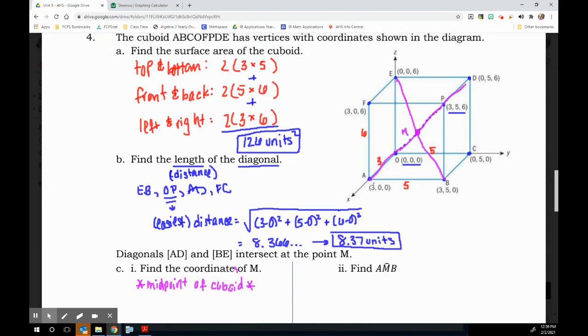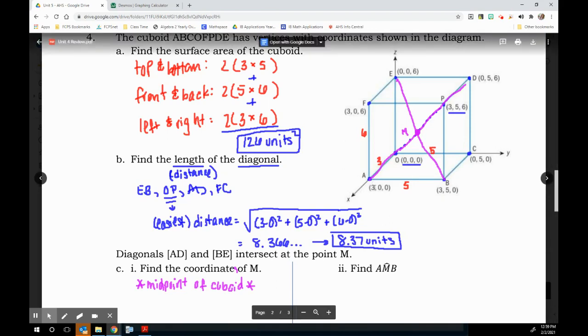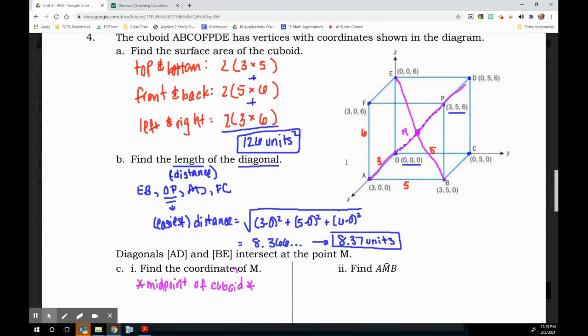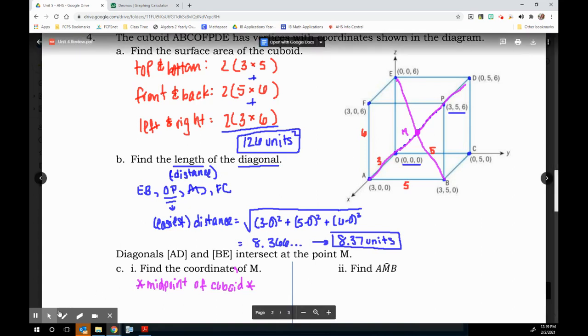So I'm going to look at A to D. I'm looking at the midpoint between 3 and 0 for my x's, and halfway between those two would be 1.5. For my y's, 0 and 5, halfway would be 2.5. And the midpoint between my z's, 0 and 6, would be 3.